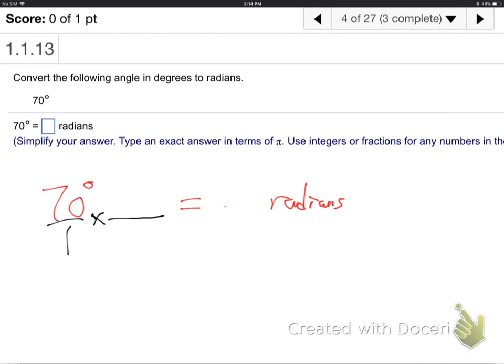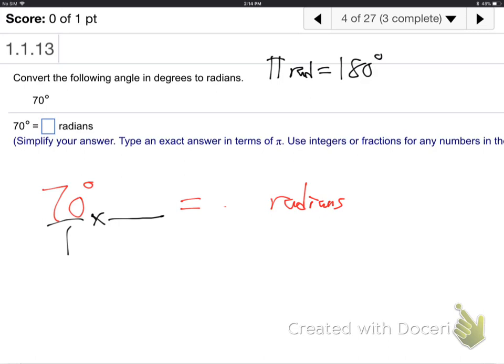So now, what's the bridge again? What's the bridge between the two worlds of radians and degrees? 180. Yeah, pi radians is 180 degrees. That's the bridge we're always going to use to connect the two worlds, right?